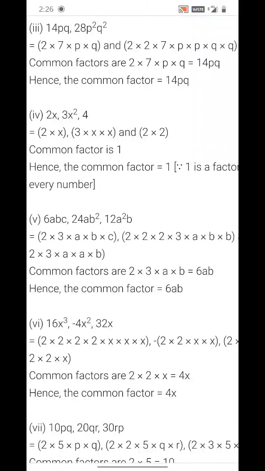So common means what is common in all the terms. Here it is 3. So the rest you can do yourself.